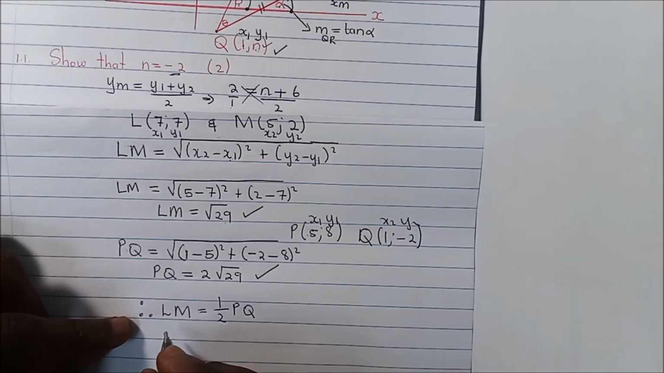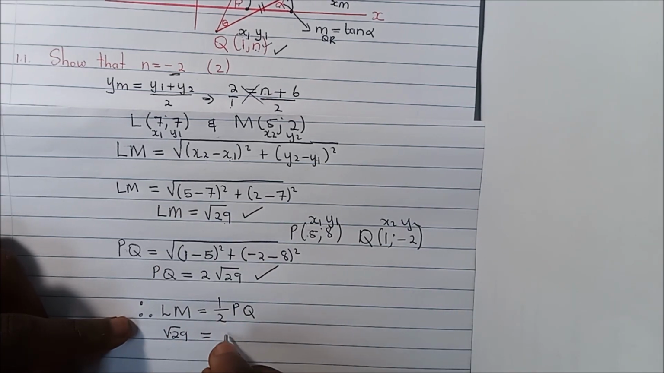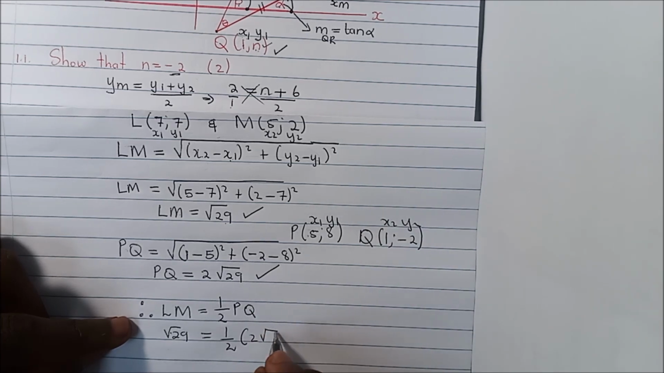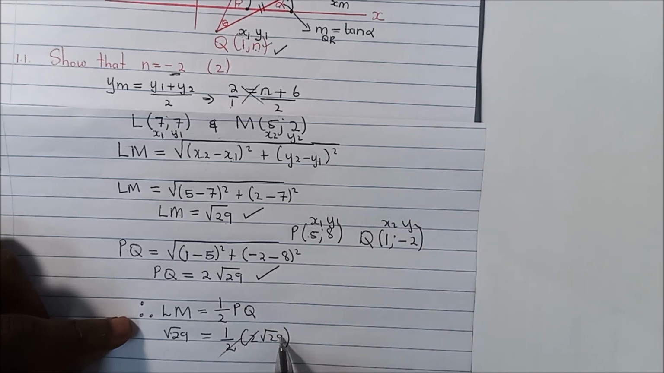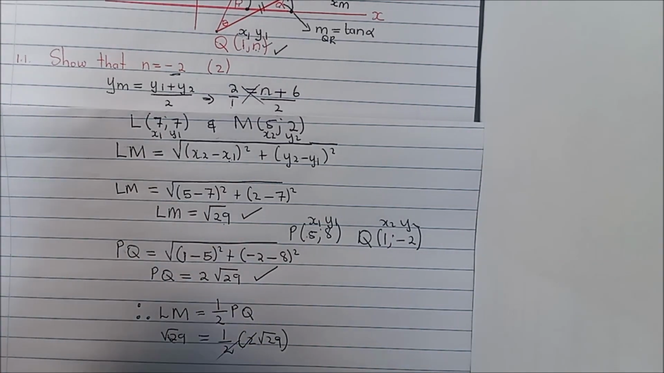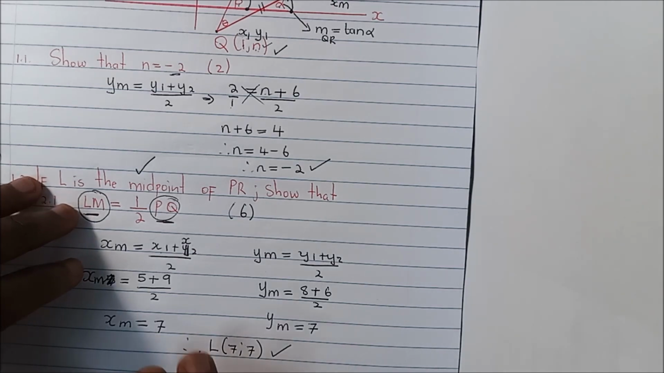Even if you substitute those values here, the square root of 29 equals one half, and for PQ you substitute 2 square root of 29. Then the 2 will cancel, and the left-hand side will be equal to the right-hand side. So that's how you prove these things when you are given length. If they give you length, go ahead and calculate the length that they are talking about.